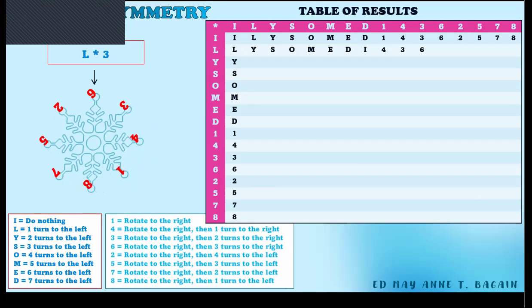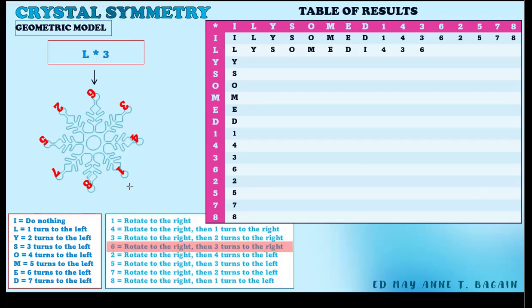What would be the move for number 6? We have rotate to the right, then 3 turns to the right. So looking at the 4, 1, 2, 3, 4. So it would be 2. Let's check if it's 2.